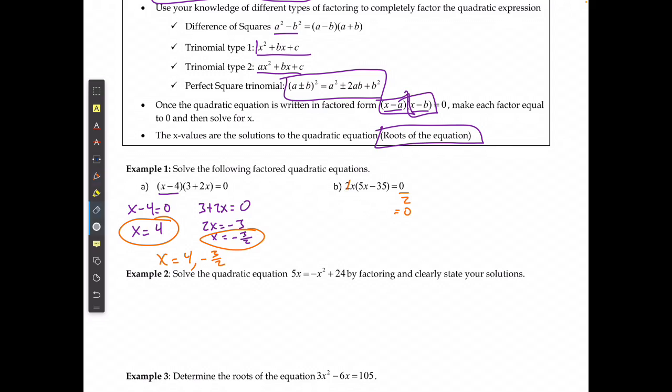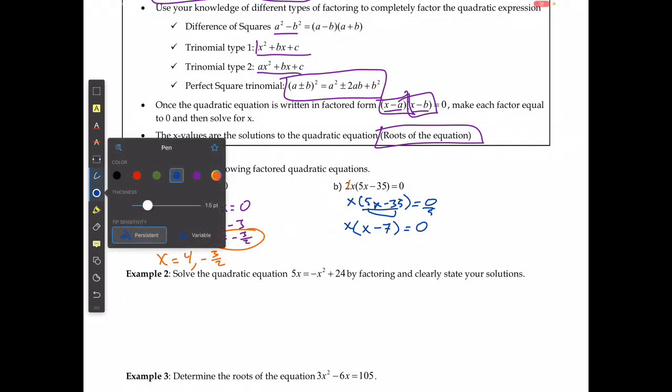Which means that when I divide both sides by 2, I'm just going to get x and 5x minus 35 is equal to 0. Well, actually, there's a common factor in here as well. I can pull a 5 out. So if I divide this by 5, I divide this by 5, then I can say that x times x minus 7 is going to equal 0 still.